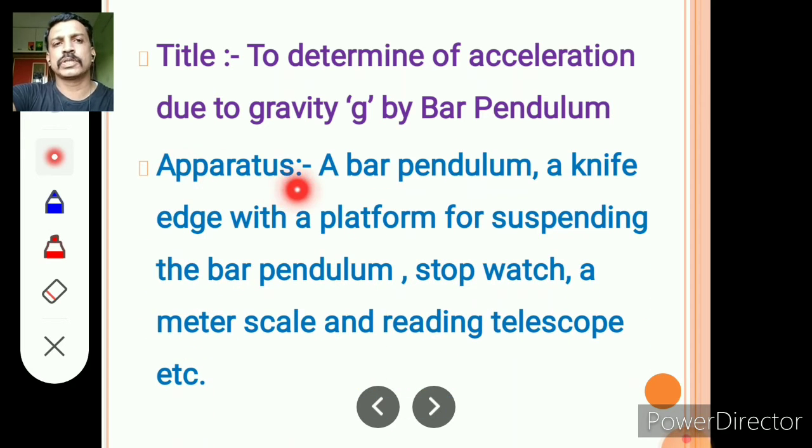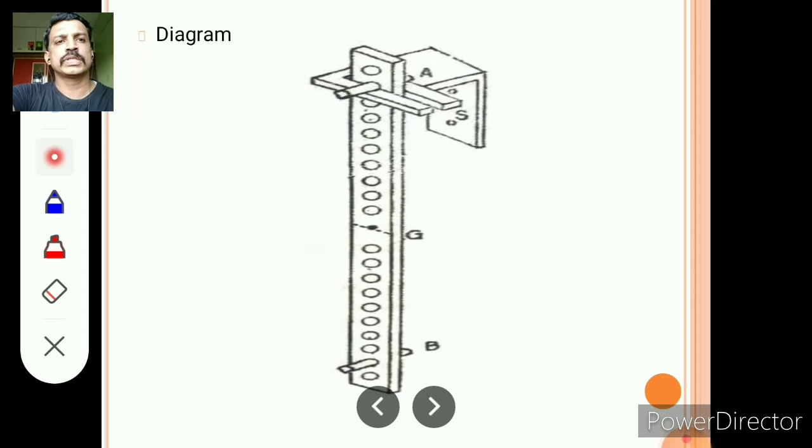Apparatus required for this practical: a bar pendulum, a knife edge with platform for suspending the bar pendulum, stopwatch, a meter scale and reading telescope, etc. So this is the bar pendulum. Here one knife edge is there. It is kept on this support.